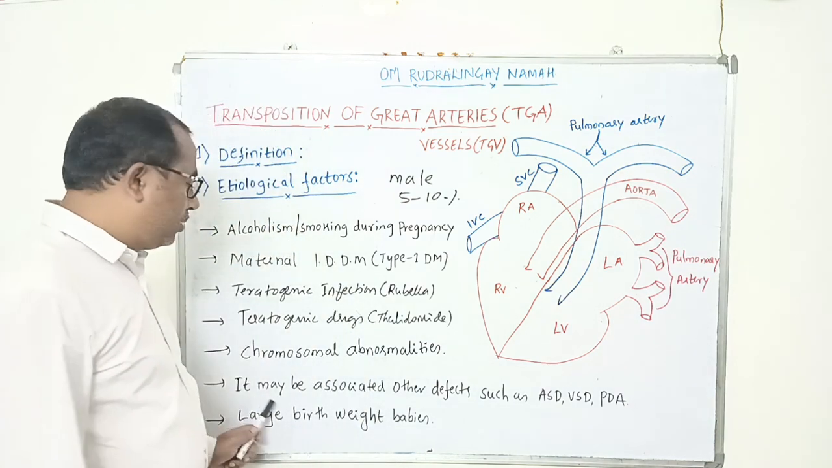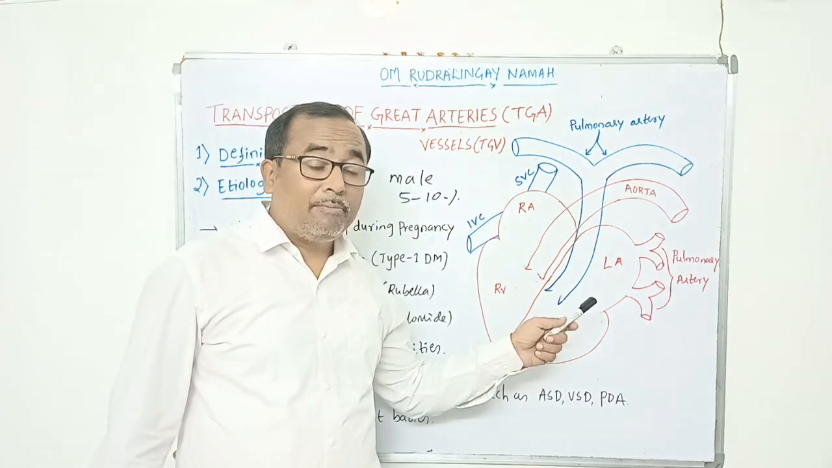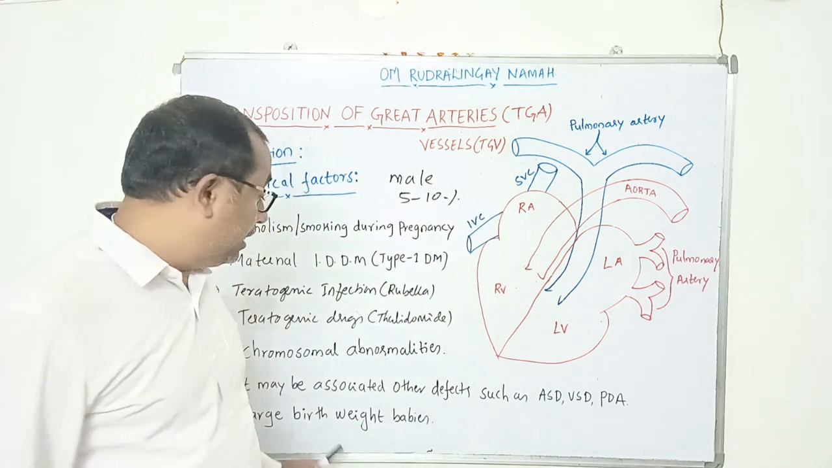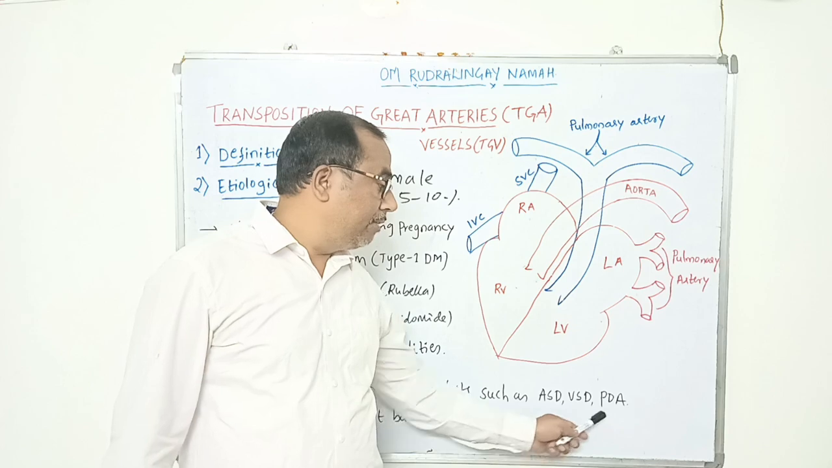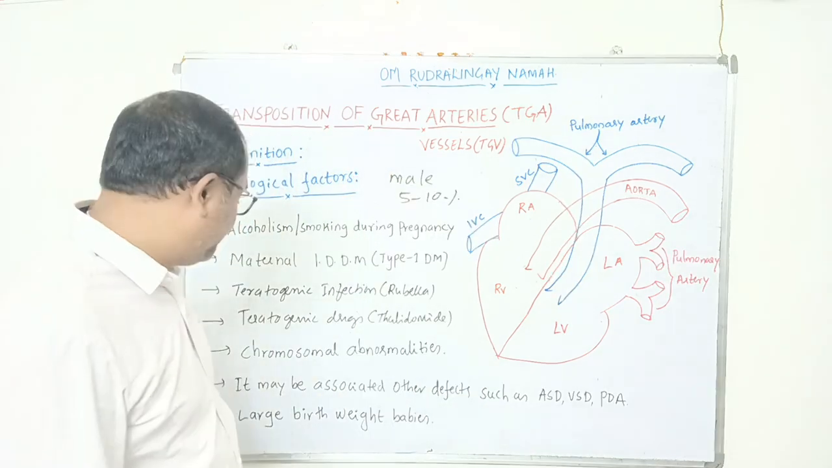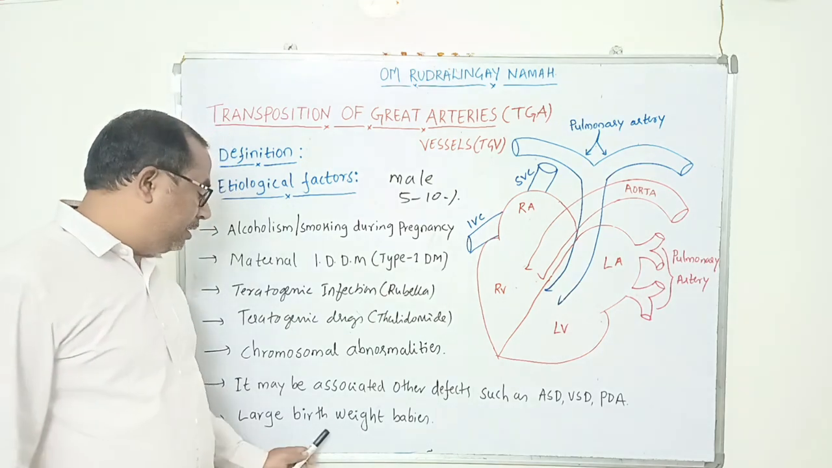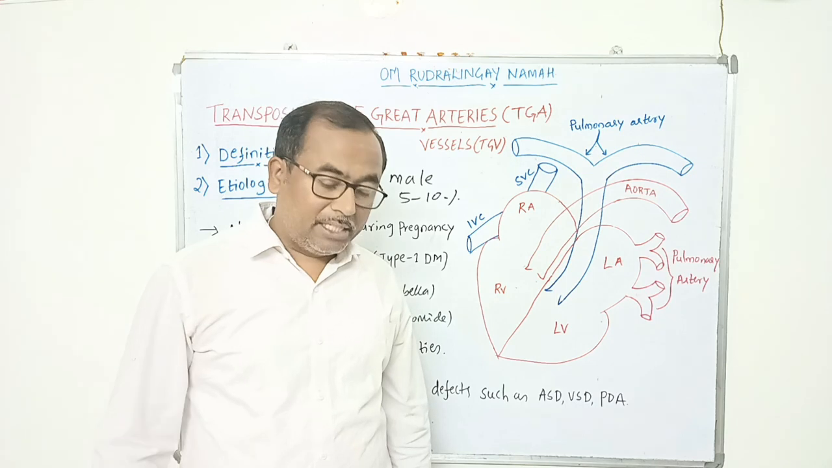Next one is it may also be associated with other defects. This transposition of great vessels may be present alone itself, or it may be associated with other congenital heart disease such as atrial septal defect, ventricular septal defect, and patent ductus arteriosus. Next, this disease is more commonly found in large birth weight babies. The baby with weight is more, okay, in such babies this.